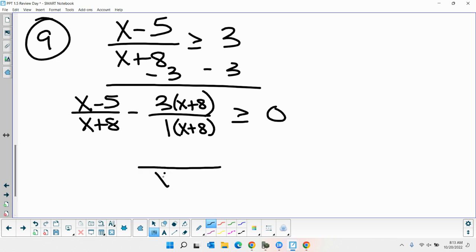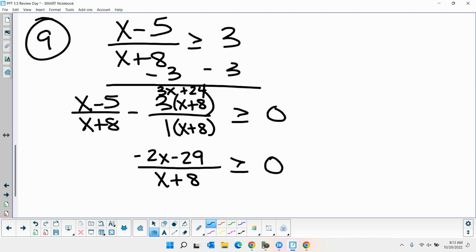So we got x plus 8 in the bottom. We got our 0 on the right, like we want. But I got to distribute this 3 first. So 3 times x is 3x. 3 times 8 is 24. So I got 1x minus 3x gives me a negative 2x. And negative 5 minus 24 is a negative 29.